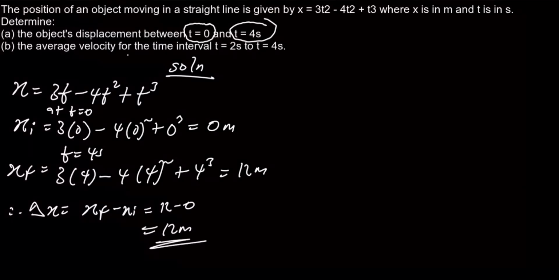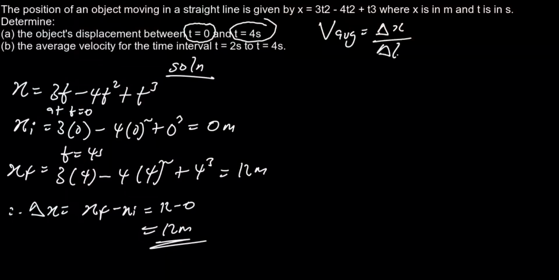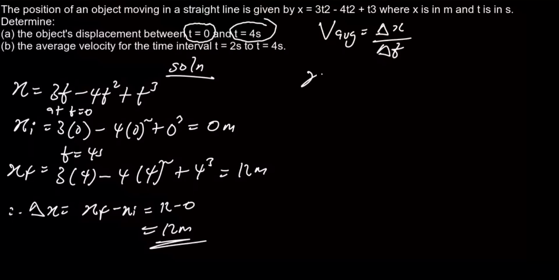So that's that. Next one, what is the average velocity for the time interval t equal to 2 seconds and t equal to 4 seconds? Remember, our average velocity is equal to the change in x over the change in t. Now, firstly, remember that x is equal to 3t minus 4t squared plus t cubed.